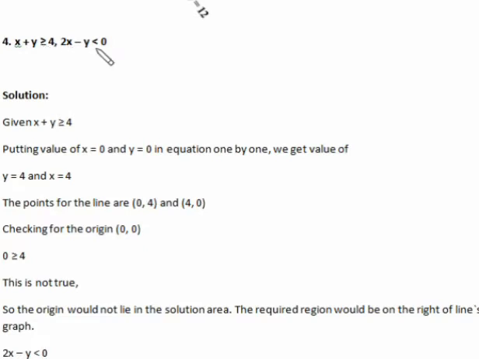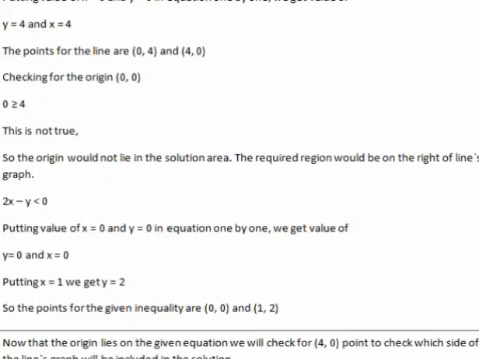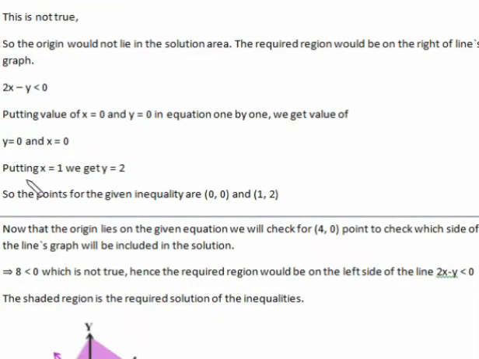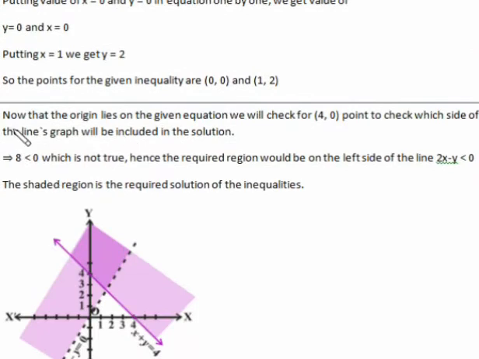0 0 less than 0. It's true. Okay, so now see the things. Put x equal to 1, we get 2. So the points of the given equality are 0 0 and 1 2. That means the origin lies on the given equation.